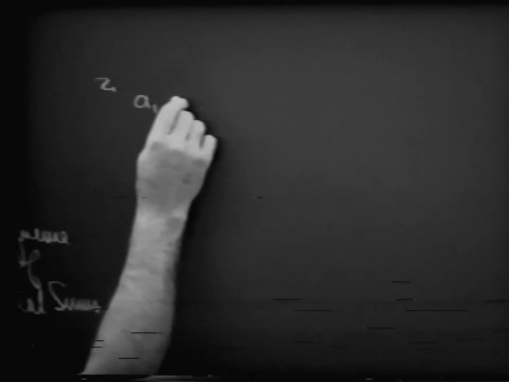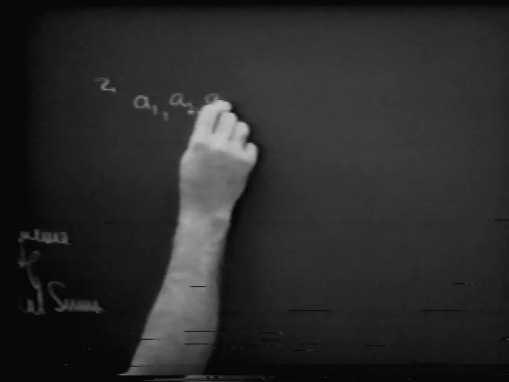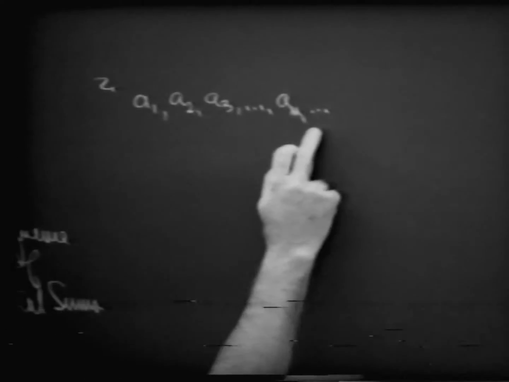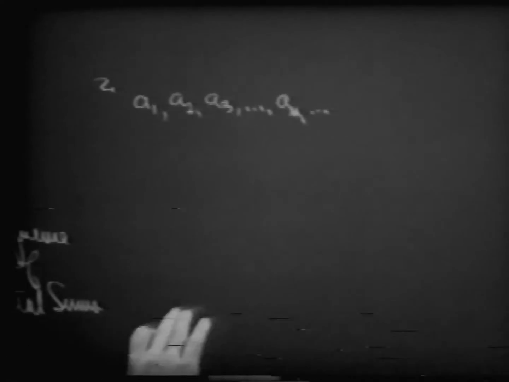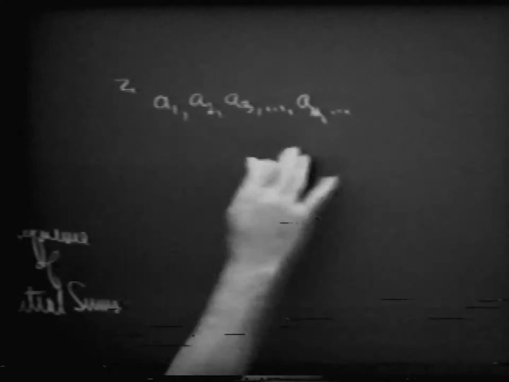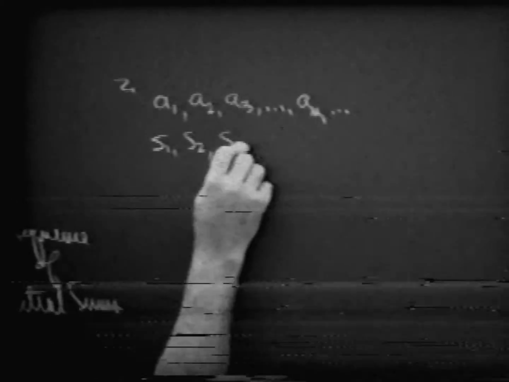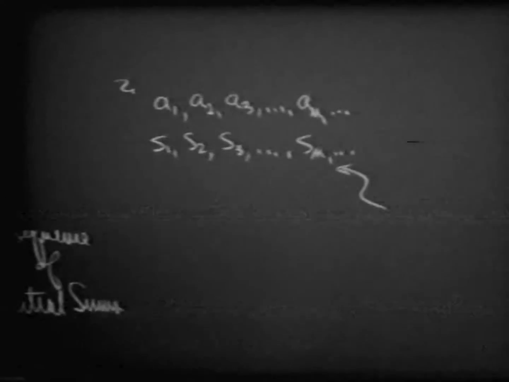Let me talk about any sequence now, the pattern a sub 1, comma, a sub 2, comma, a sub 3, and so on up to some a sub n, comma, and so on. Here we have an infinite sequence, and associated with each one of these terms, let's write that it's the same name, and what then do we call this?